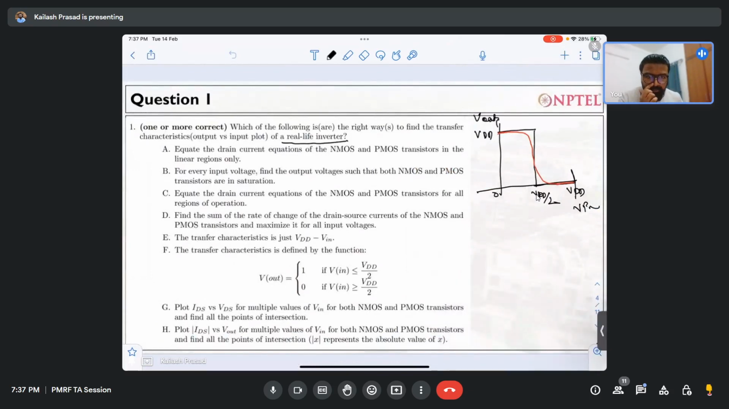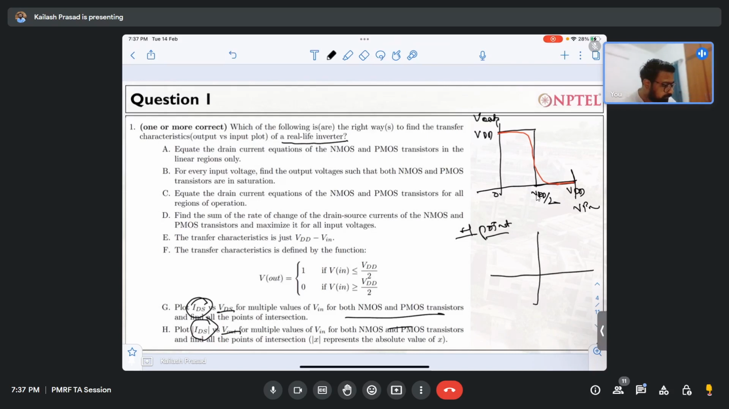Okay, so the thing is, the H point is correct actually, not the G1. And why? Because when you are plotting V out, VDS and V out are both the same. So in that respect, both are fine, and everything else is fine. The only difference you can see is IDS and mod IDS. When you say only IDS for NMOS and PMOS, for PMOS the IDS will be negative. When you plot in the same plot, it will come in two different quadrants.